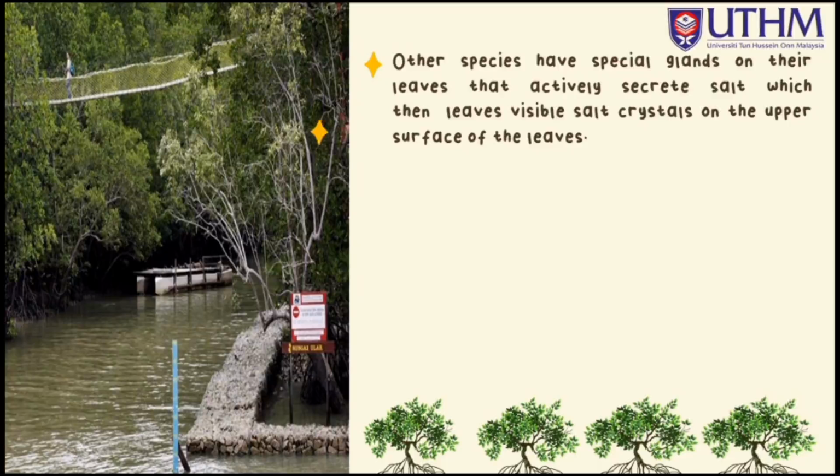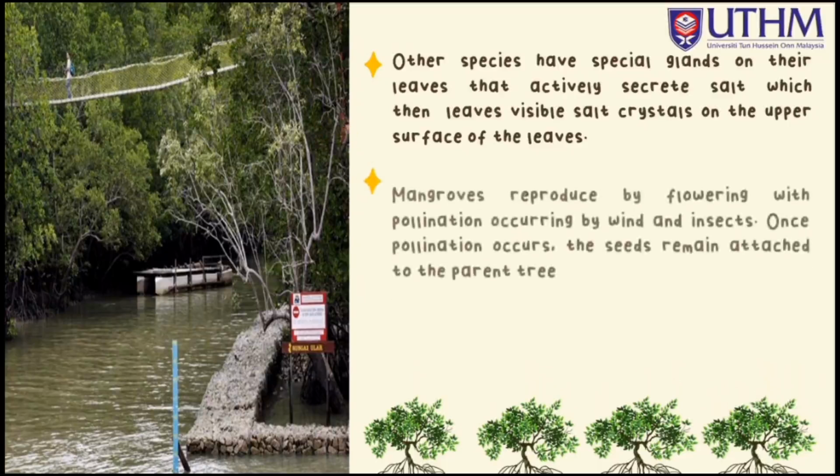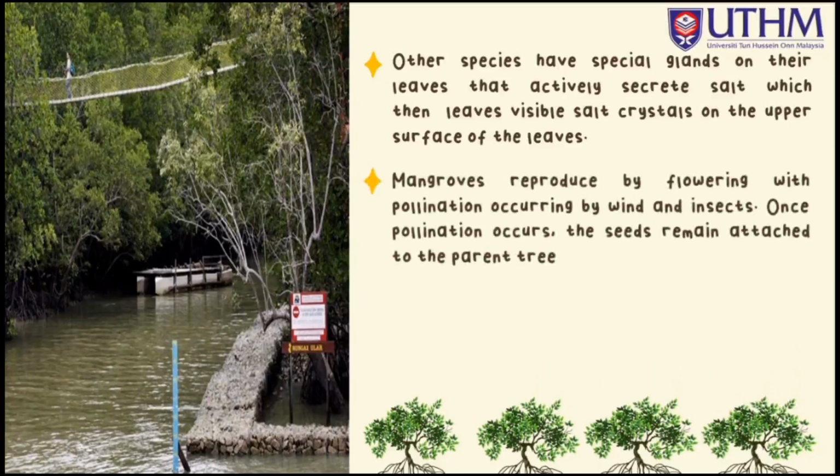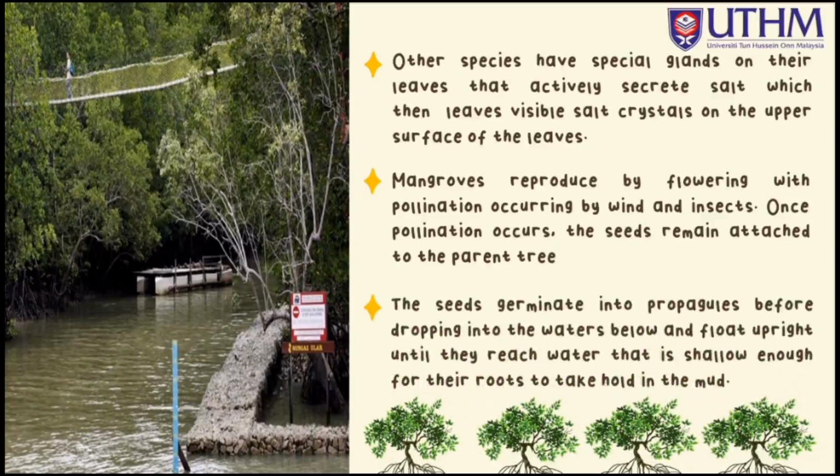Next, mangrove reproduce by flowering, with pollination occurring by wind and insects. Once pollination occurs, the seeds remain attached to the parent tree. Next, the seeds germinate into propagules before dropping into the water below and floating until they reach water that is shallow enough for their roots to take hold in the mud.